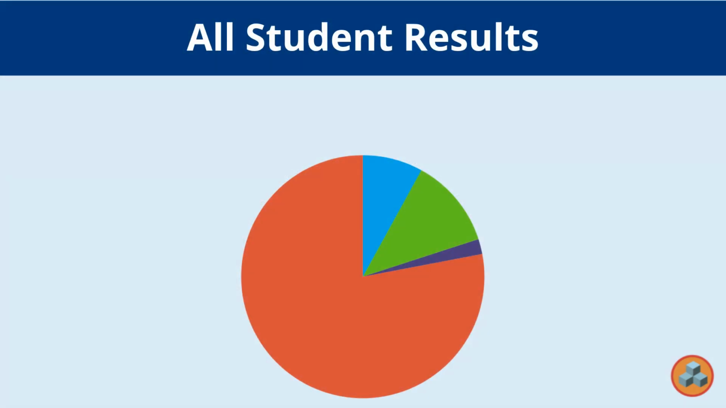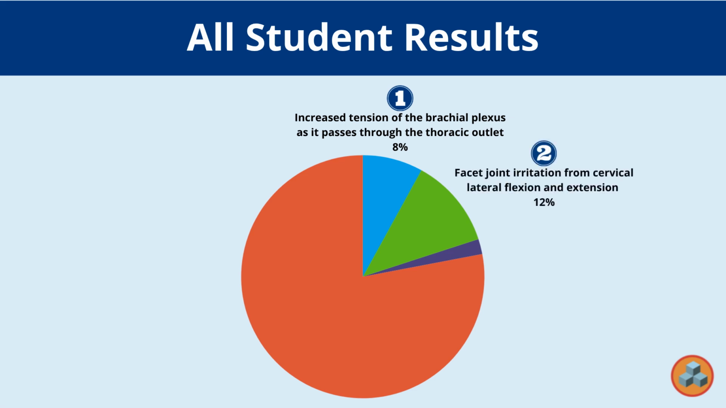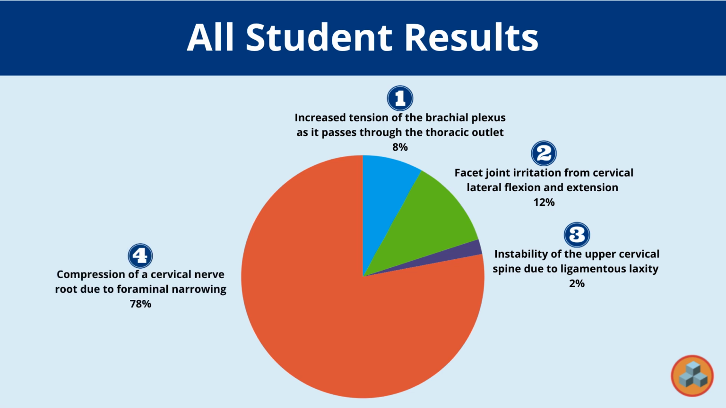Let's explore the all-student data. 8% of students selected option 1, increased tension of the brachial plexus as it passes through the thoracic outlet. 12% of students selected option 2, facet joint irritation from cervical lateral flexion and extension. 2% of students selected option 3, instability of the upper cervical spine due to ligamentous laxity. 78% of students selected option 4, compression of a cervical nerve root due to foraminal narrowing.